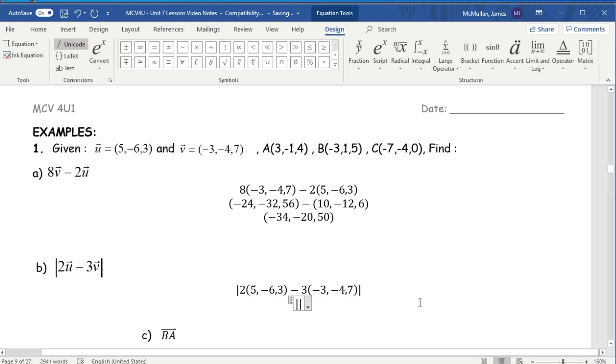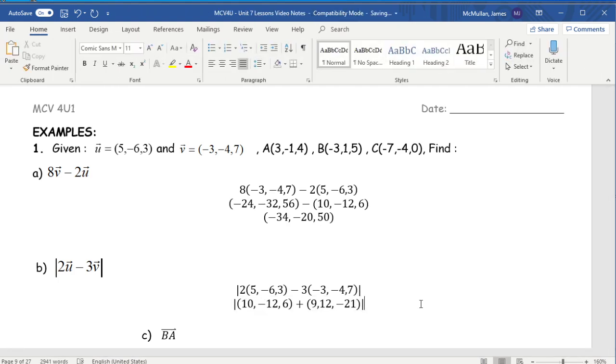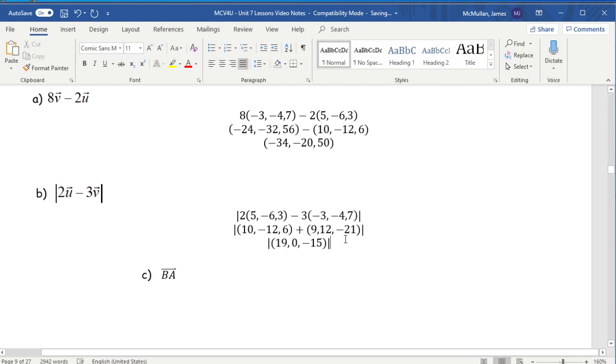So there's my magnitude. Now my first vector is 10, -12, 6. Subtract -9. Actually, I'm going to add, and I'm just going to distribute the negative into the bracket. So 9, 12, -21. You see I just took the -3 into the bracket. So I'm looking for the magnitude of 19, 0, and -15.